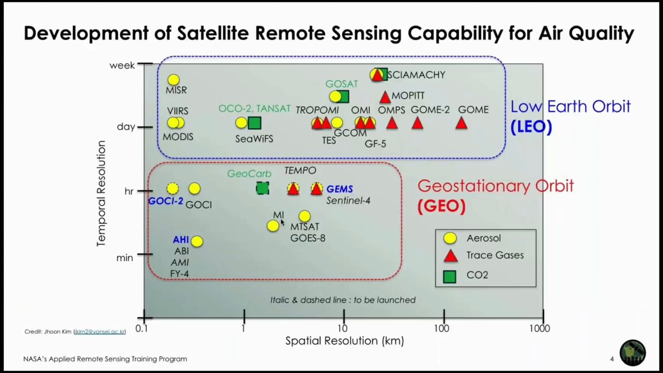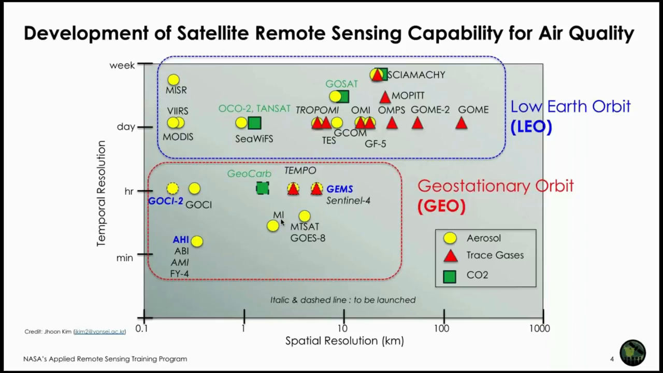This chart shows the spatial and temporal resolution of air quality satellites. The spatial resolution is different according to the target product. The red triangles represent the trace gases sensors, such as ozone and nitrogen dioxide. The green squares represent the greenhouse gases sensors, such as carbon dioxide and methane. Generally, these gas measurement sensors have coarse spatial resolution of a few kilometers. The yellow circles represent the aerosol sensors, and they have higher spatial resolution, less than a kilometer.